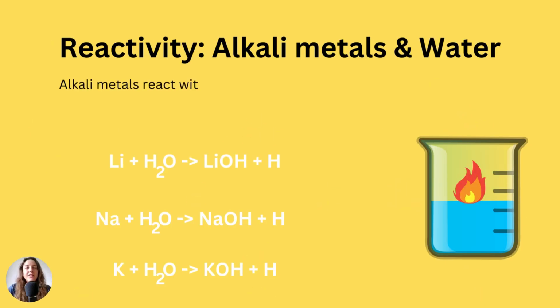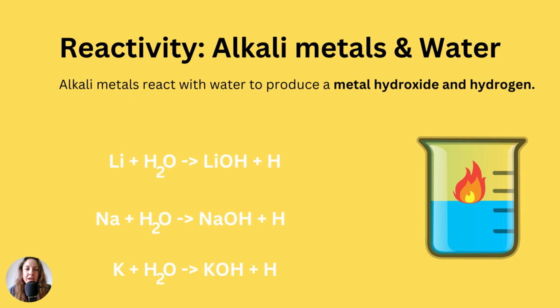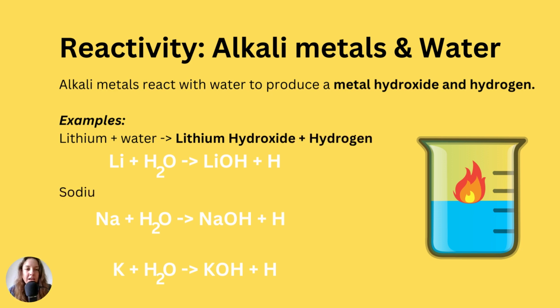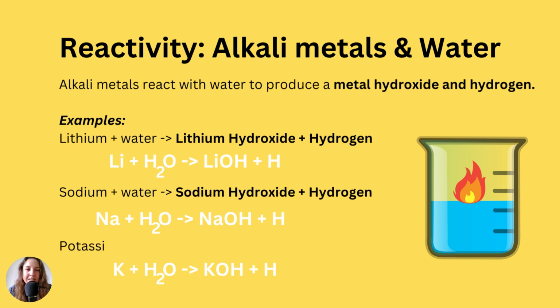But speaking of reactivity, what are the types of reactions you need to be aware of? Well, the exam board wants you to know about three reactions. So you need to know how alkali metals react with oxygen, water, and chlorine. Let's start off with water. Alkali metals react with water to produce metal hydroxide and hydrogen. Examples are lithium plus water goes to make lithium hydroxide and hydrogen, and so on and so forth.